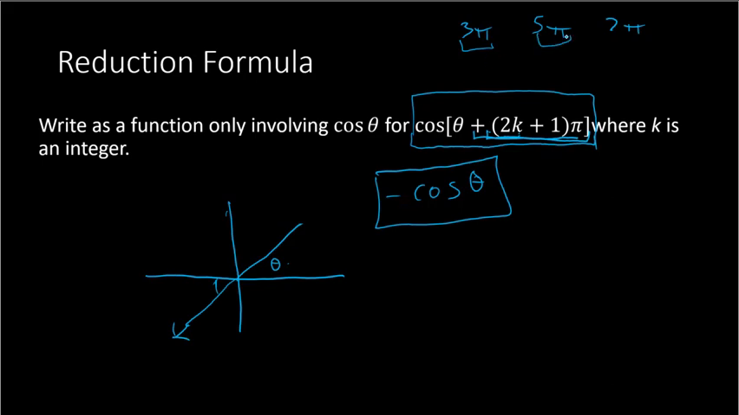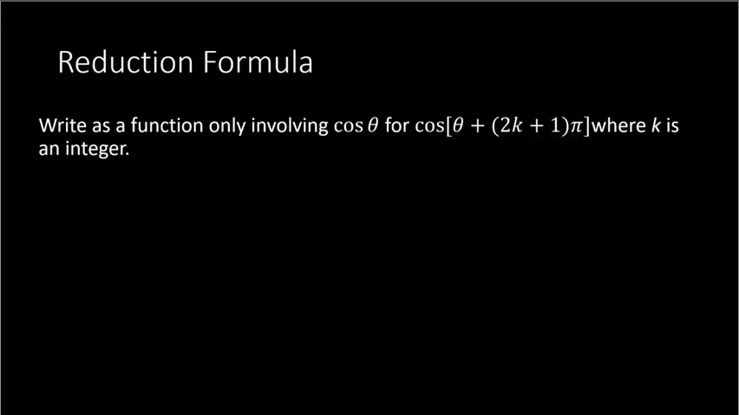And then for 5 pi, if you add another 2 pi to get to 5 pi, it's going to be back to the same location. So we have the same thing each time. So we can reduce the initial formula to get negative cosine of theta.